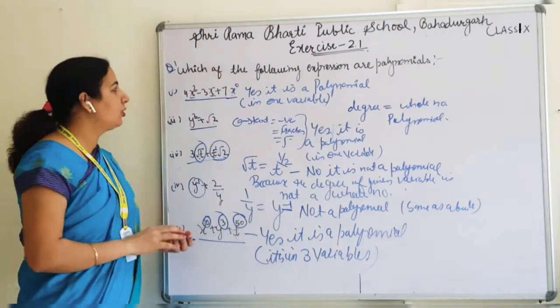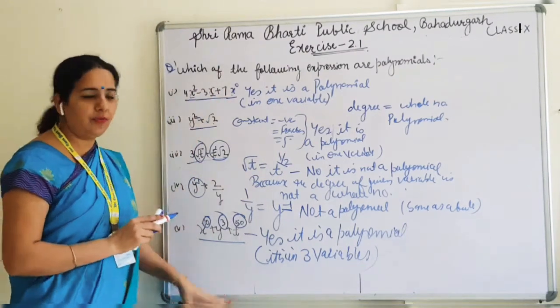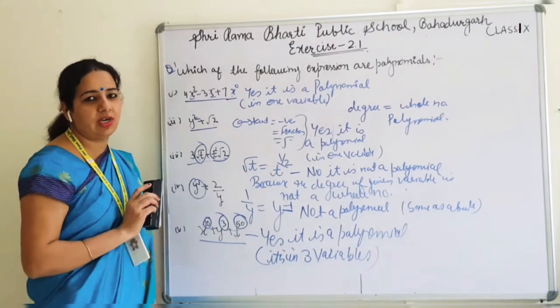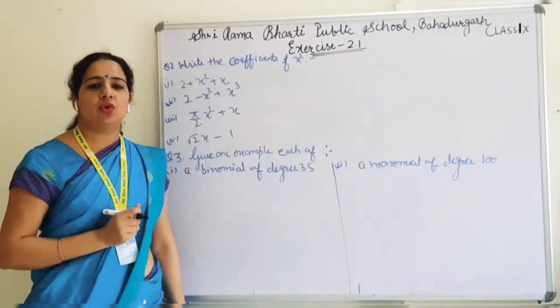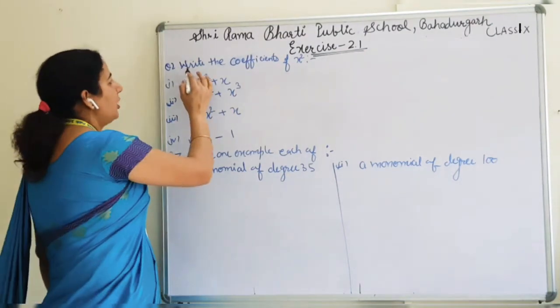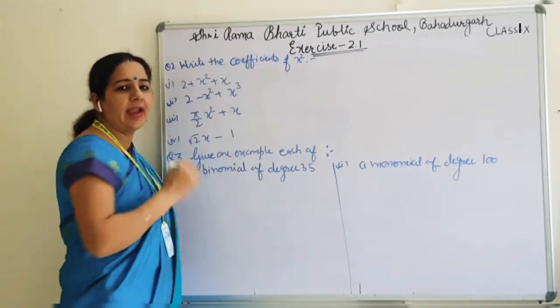Fine students, so this is all about question number 1 of your NCERT. Let me take question number 2 of NCERT. So here I have taken the second question. The question is: write the coefficient of x square.